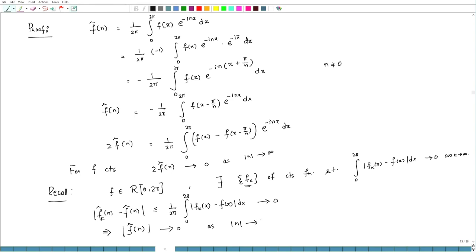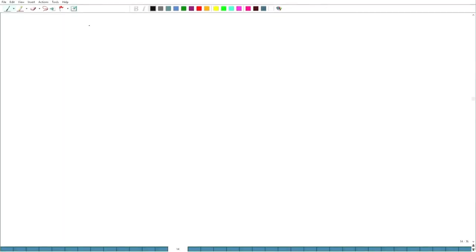So, now we need to see whether it is true that for every Riemann integrable function, the Fourier series converges or not. In order to ask this question, let us understand what is the meaning of convergence. The convergence of this series means we define the partial sum S n f of x, equal to the summation over minus n to n of f hat of n e to the power i n x. Now, let us try to look closely at how this partial sum looks.